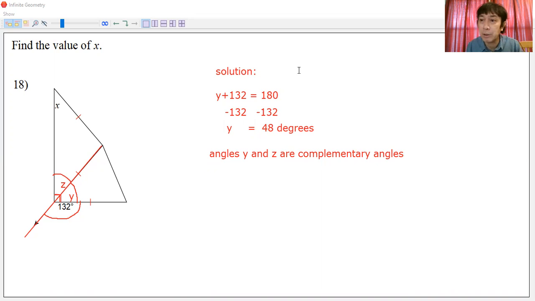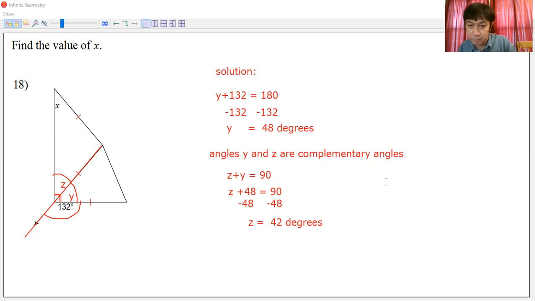Next equation is z plus y must be 90. But we already know y, so we can solve for z. z plus 48 must be equal to 90. Subtracting 48, we get the next equation. This will now be z, and this gives us 42 degrees there. That should be the z.